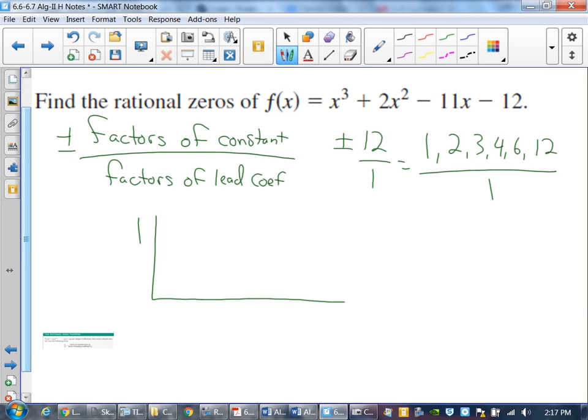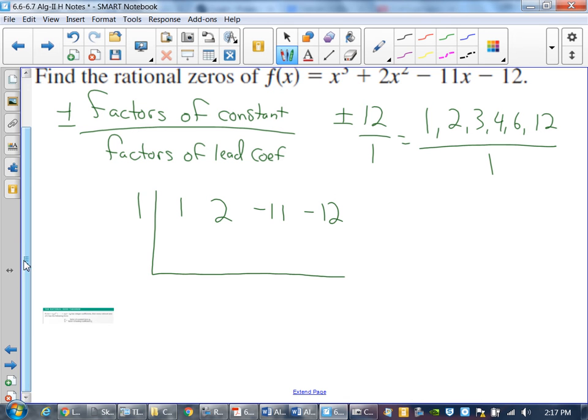Anyway, so you start with 1. Pull your coefficients, and you're just going to start checking. And you use synthetic division.